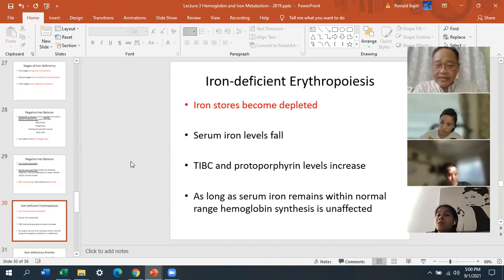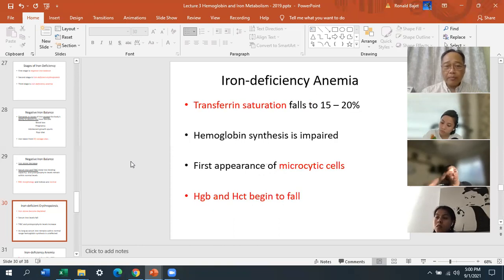So as long as the serum iron level remains within normal range, hemoglobin synthesis will not take place. It's only when the iron levels fall out of normal range that hemoglobin synthesis will be turned on. Okay, so I'll say it again, if your iron levels are normal, then hemoglobin synthesis or hematopoiesis will not take place. It's only when the serum iron is abnormal or really, really low that hematopoiesis will take place. In this case, iron-deficient erythropoiesis, there's no more iron stored, so it's critically low.